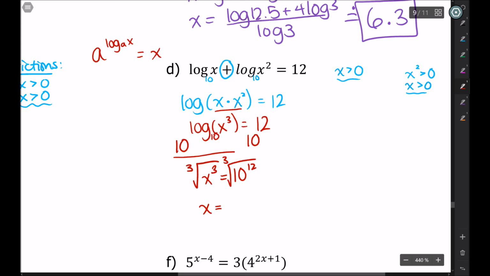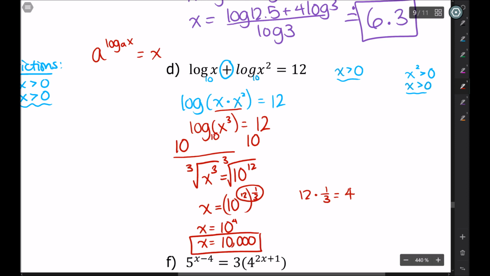So I've got 10 to the power of 12, but that's being raised to the power of 1/3 because the cube root means the power of 1/3. And if you remember, when we have a power to a power, we can just multiply. So 12 times 1/3 is 4. So x is equal to 10 to the power of 4, which is essentially just 10,000. So my answer to this is x equals 10,000.